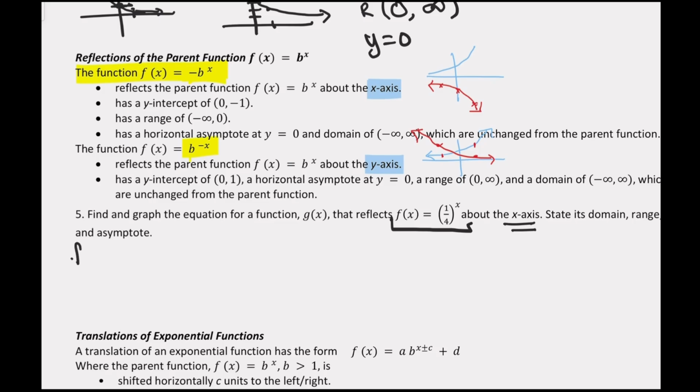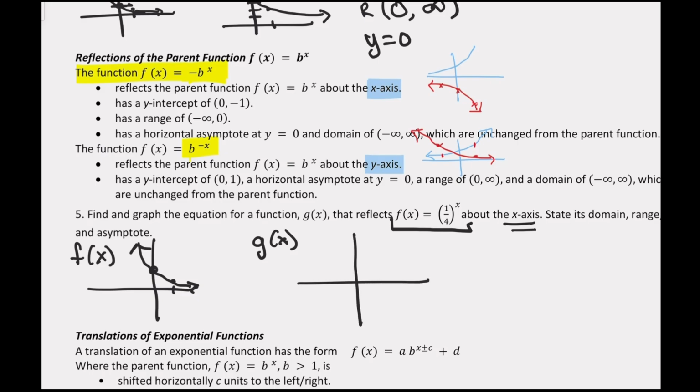So normal f of x, plug in a 0, you get a 1. Plug in a 1, you get 1/4. So there's the f of x function. G of x is going to take that f of x function and reflect it over the x-axis. So when you plug in a 0, you would get -1. When you plug in a 1, you would get -1/4. So it looks like that, reflected over the x-axis.